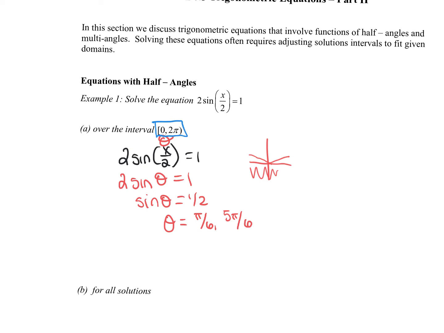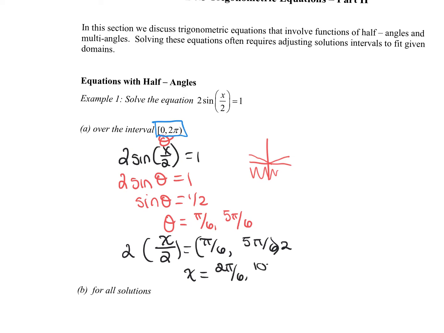And then we have to go back and replace what we had. We didn't have theta. We had x over 2 equals pi over 6, comma, 5 pi over 6. To solve for x, you have to multiply both sides by 2. So you would get that x equals 2 pi over 6 and 10 pi over 6, which equals pi over 3 and 5 pi over 3. So these are our two answers.